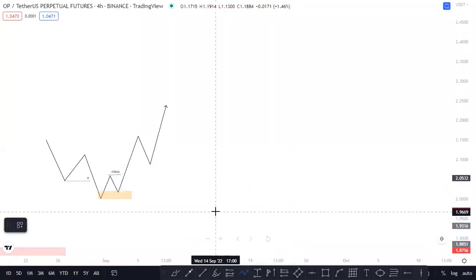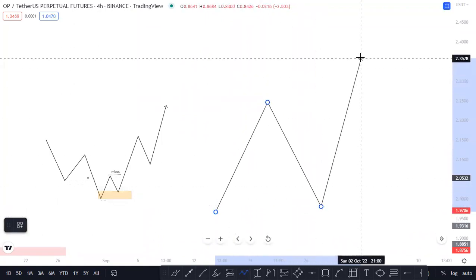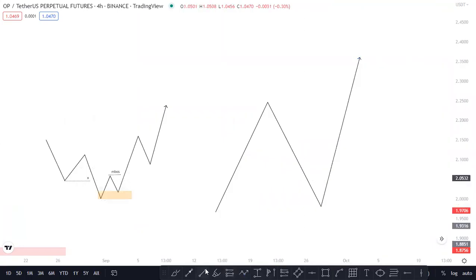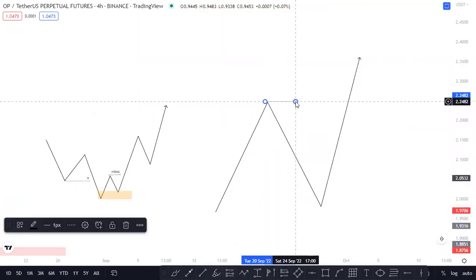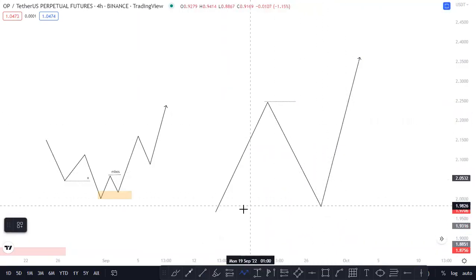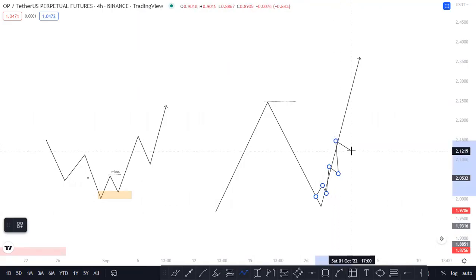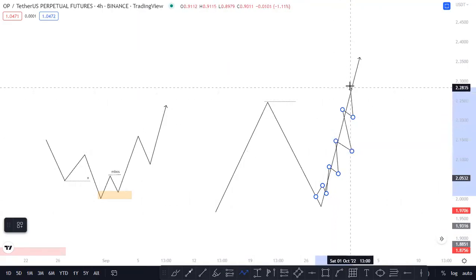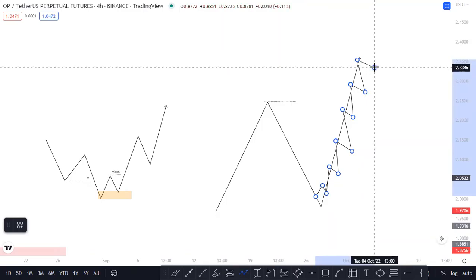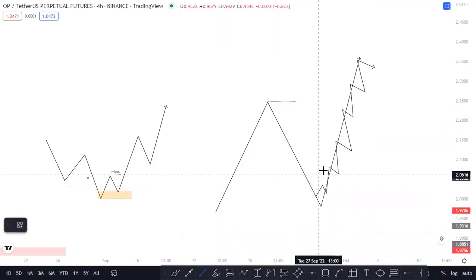Just like when we have a structure like this, right? And it breaks, right? This is your BOS. Why, all of these ones, there will be tiny structures forming here. They can be your substructures or your minor BOS, right? All of these tiny structures that will be forming here, that price will be breaking, they can be your minor BOS.